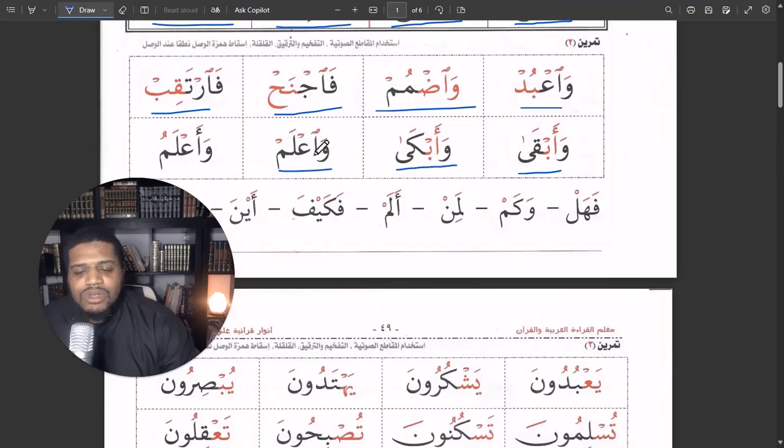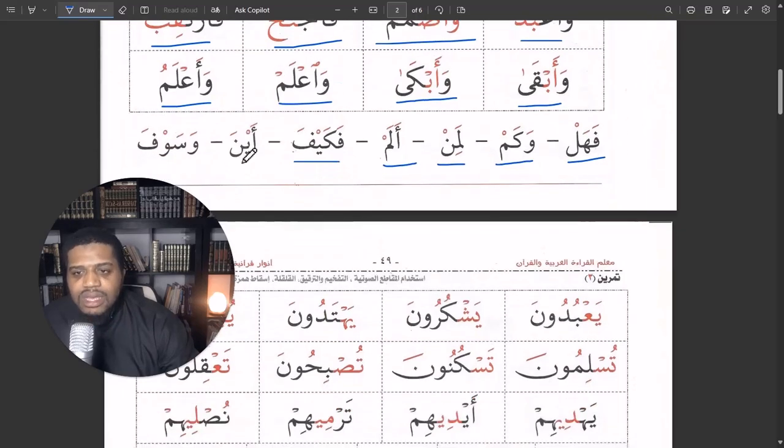وأعلم. Skip the Hamzatul Wasl, go straight to the ain. وأعلم. We don't skip this Hamza because this is a Hamzatul Qata'. We can clearly see the Hamza written here and the Fatha is here, so we know that we have to say a here. So we say وأعلم. فهل وكم لمن ألم فكيف أين وسوف.